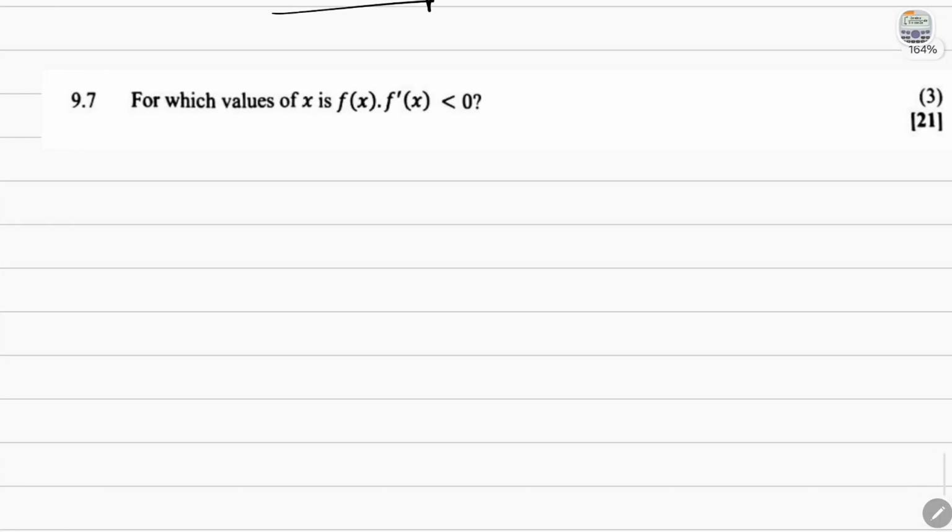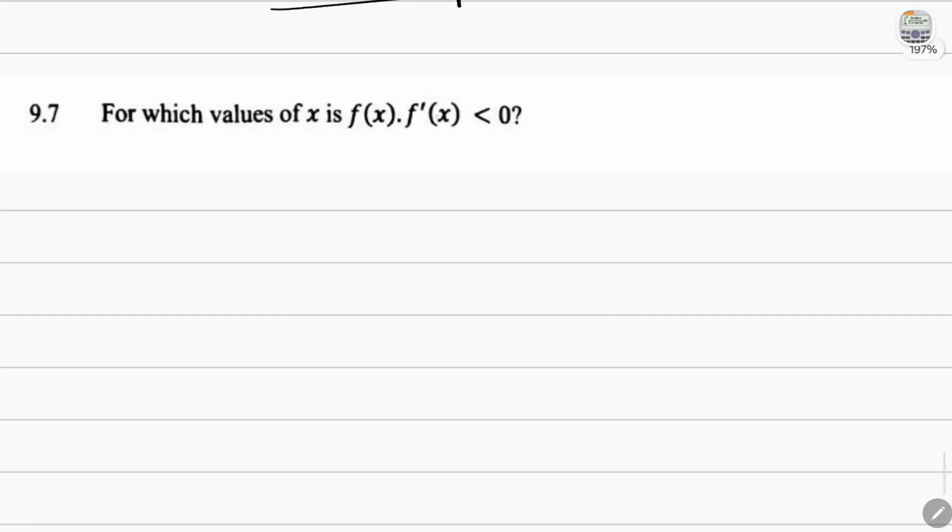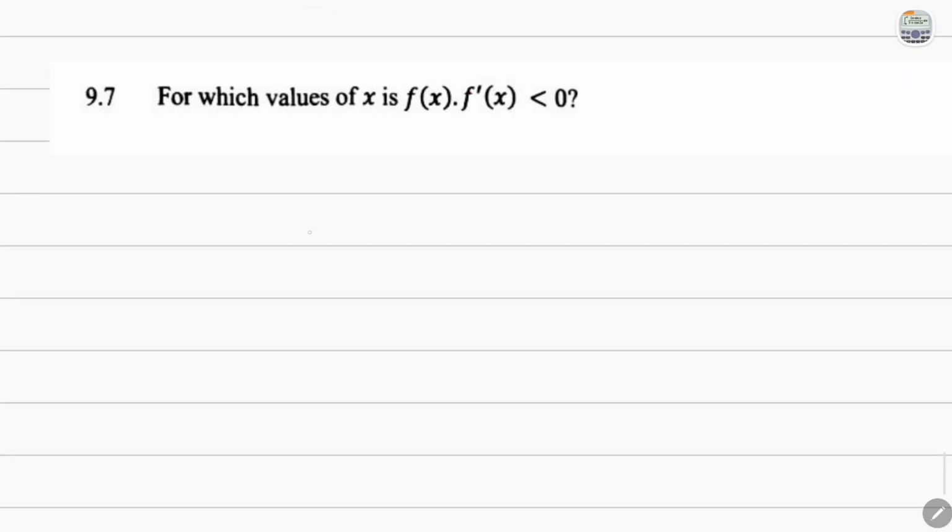Question 9.7 says, for which values of x is f of x multiplied by f prime of x less than 0? So f prime of x stands for the derivative. You can choose to either draw it, but you don't really have to. Here's the thing. f prime of x stands for the gradient of this graph of f. Let's speak about what the gradient can be.